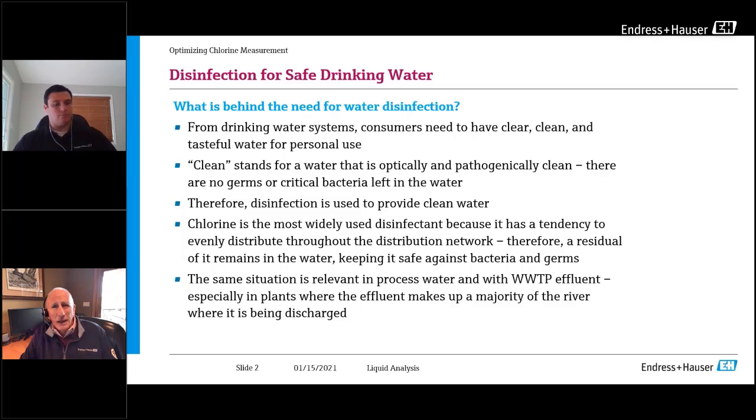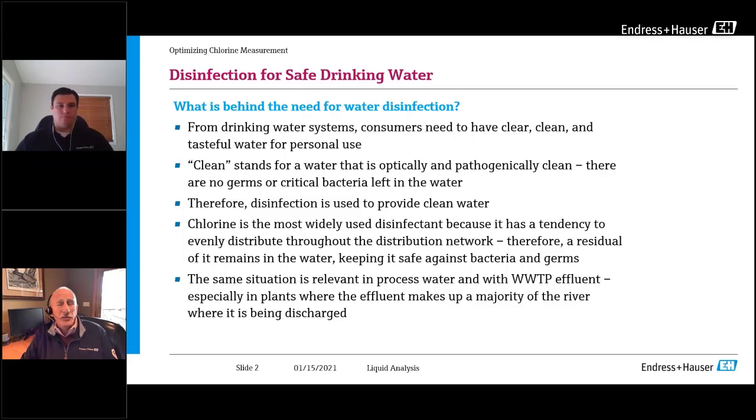When we talk about clean, we're talking about water that's both optically clean. We want clear looking water, but more importantly, we want water that's pathologically clean. We don't want germs or bacteria in the water that could basically make us sick. Therefore, we use disinfection in order to clean the water and make sure it's free of bacteria and other organisms. The most common disinfector used in industry today is chlorine.